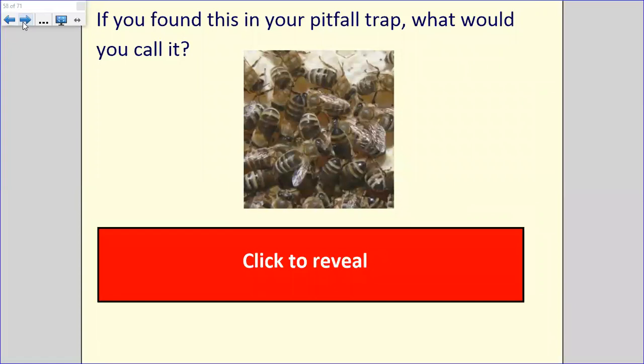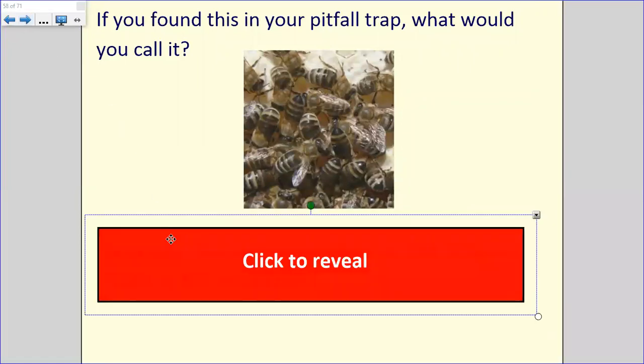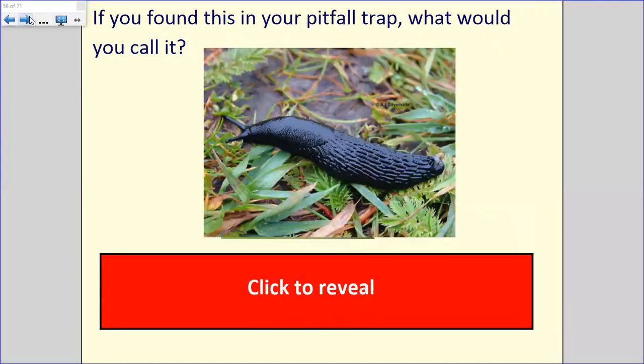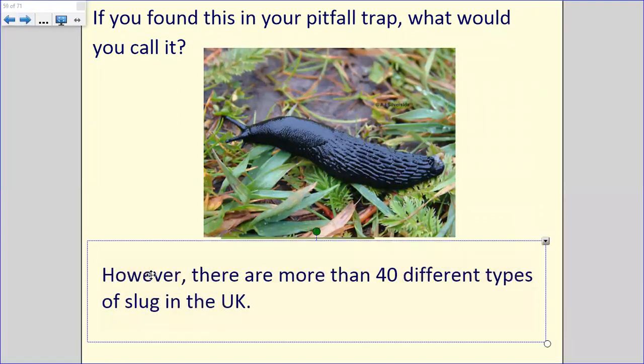What happens if you found this in your pitfall trap? What would you call that? Well, you might call it a bee, but there are more than 20,000 different types of bee in the world. You find this in your pitfall trap. What are you going to call that? Again, you might call it a slug, but there are 40 different types of slug in the United Kingdom.